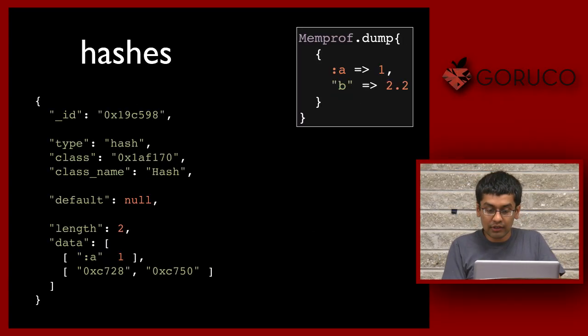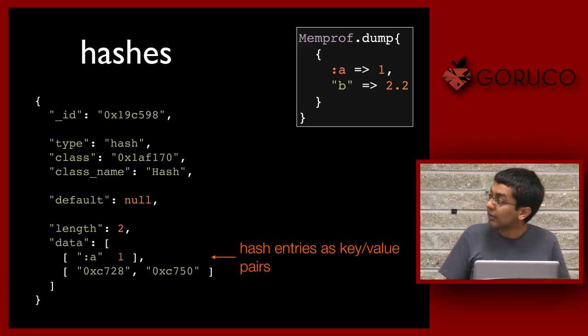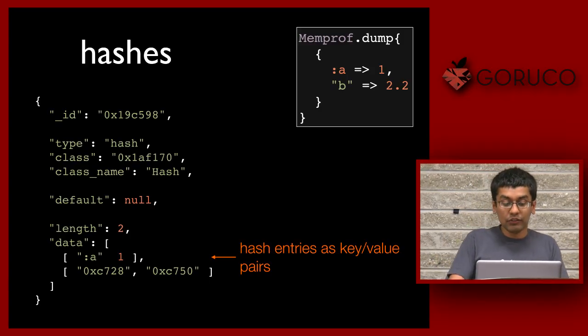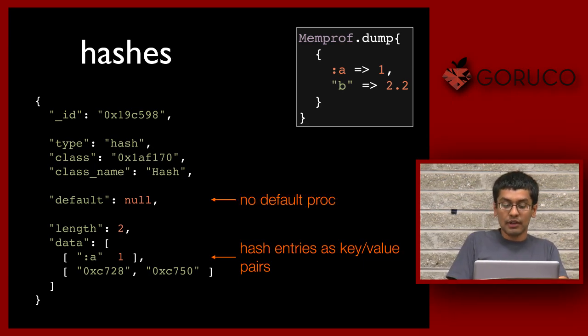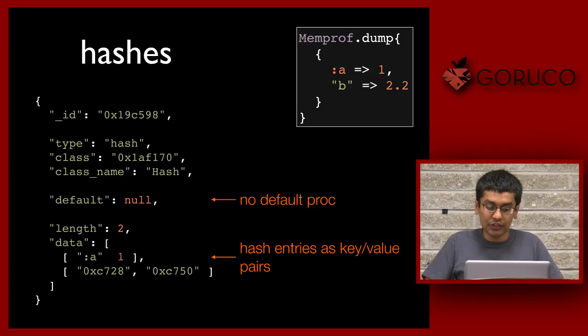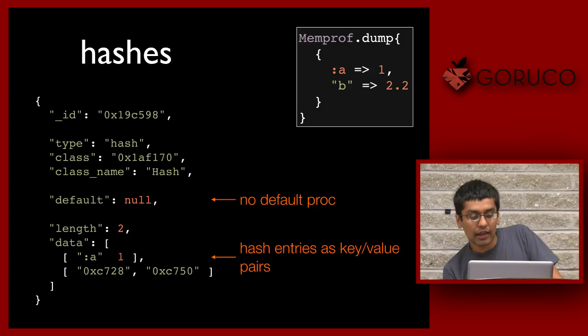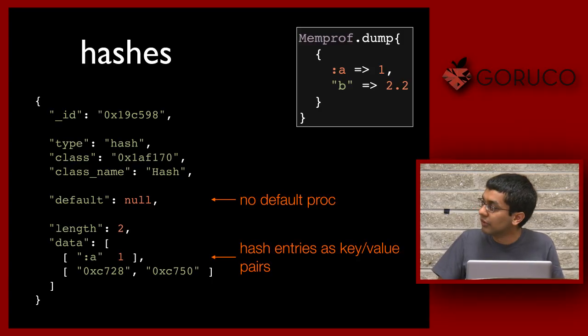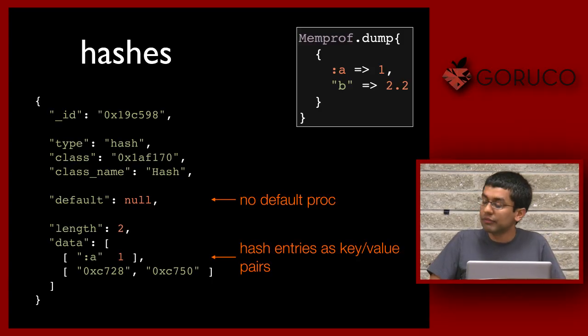Similarly, for hashes, you'll see there's a data element that basically stores key value pairs. And again, you'll notice that the symbol and the fixnum are stored directly in there, whereas the other 2 are pointers to where they actually live. Again, the nice thing about JSON here you can see is that it's really easy to use embedded objects to represent exactly what's going on. And you'll notice here that this hash does not have a default proc, so the default is null, whereas if you had a default proc on this hash, that would again be a pointer to a proc object somewhere else.